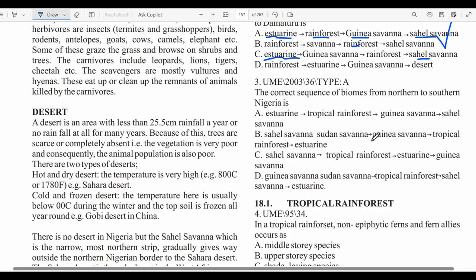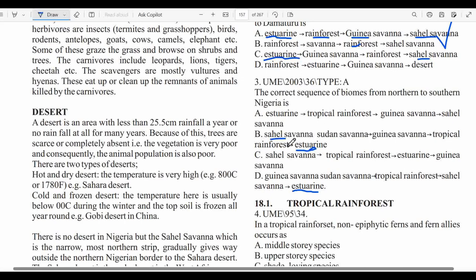Question number three, the correct sequence of biomes from northern to southern Nigeria is... If you are going to the south, you are going to end with estuarine. So let's map all the options that end with estuarine first. Only two, so our answer is between A and B. But which of them is the best answer? Moving from the north to southern Nigeria, it must start with Sahel and end with estuarine. So only this will satisfy our answer, option B.